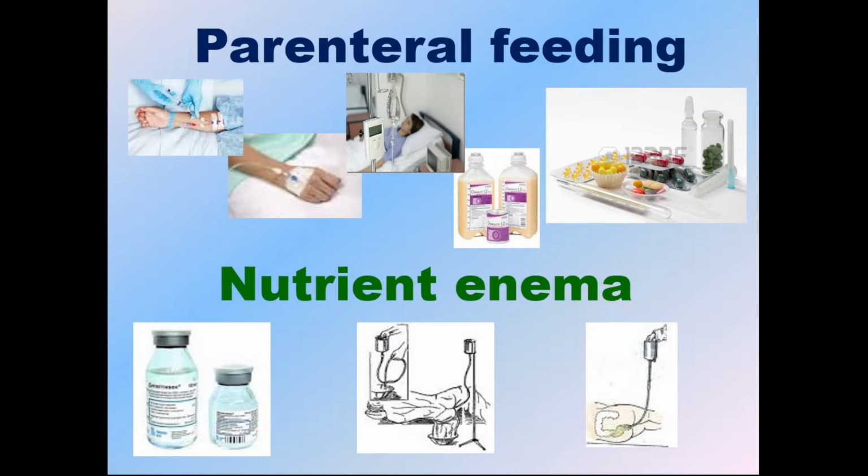We can use a nutrient enema, about which I told you, but we must remember that into the rectum only water-soluble elements may be absorbed. There are some minerals and vitamins and carbohydrates. We can use a nutrient enema only to give the organism an assimilable carbohydrate, usually a glucose solution, and some water-soluble minerals and vitamins.